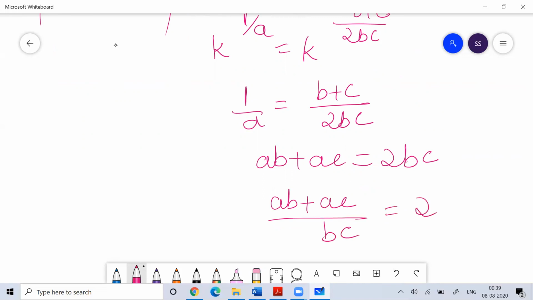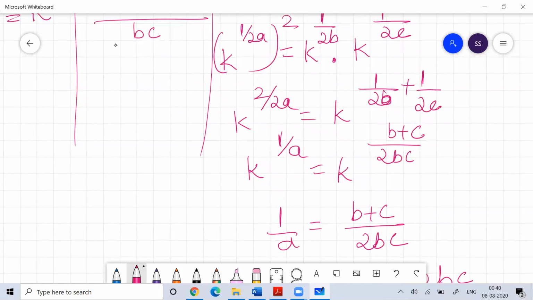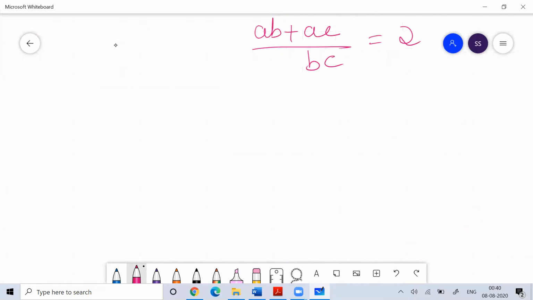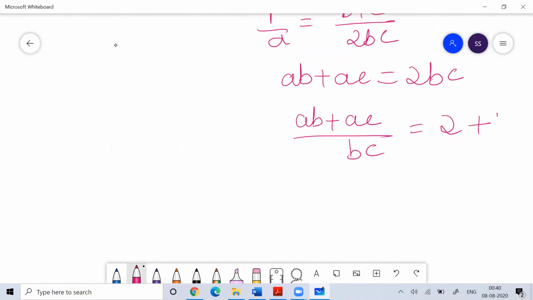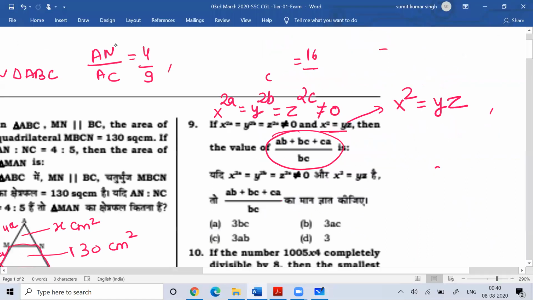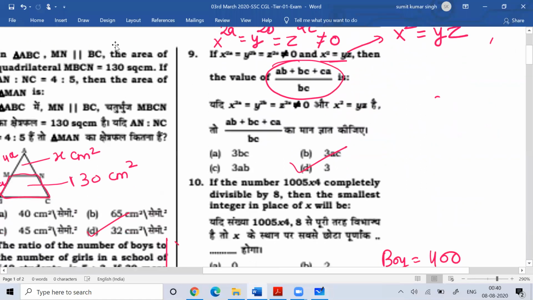Okay, so this is what you will get. But here they're asking you AB plus BC plus CA by BC. So if you add one here, you'll get BC plus AB plus AC by BC is equal to 3. This is what they're asking you. So the answer for this is option D, that is 3.